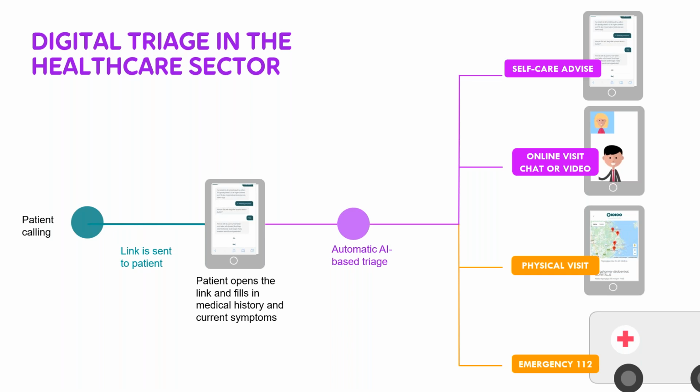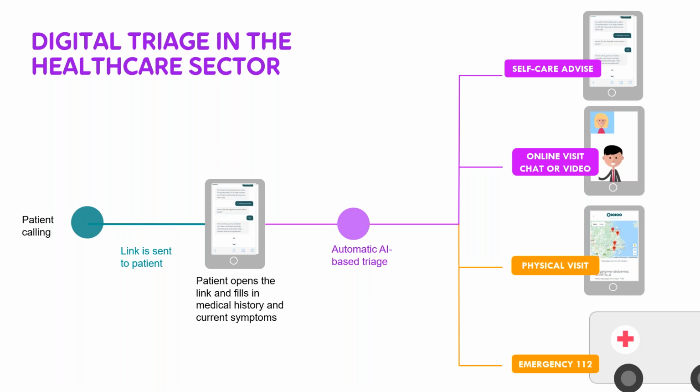Today, if you have a problem, you call the healthcare, you are sent a link, similar to the one we saw in the police case, and here you open and fill out your medical history and your current symptoms. After that, there is an algorithm based on artificial intelligence that does the triage. So you will be directed either to self-care, or to an online visit, or to a physical visit, or if it's a real emergency, you dial 112, of course.